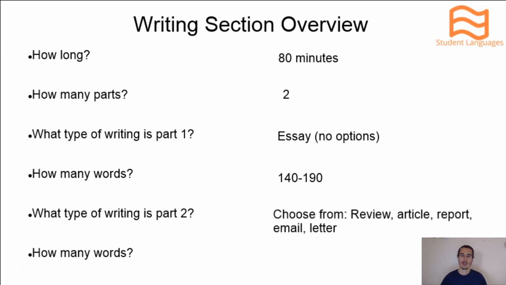In writing part 2, you have a choice from 3 different questions, and you can choose. These 3 questions may be either a review, or an article, or a report, or an email, or a letter. So they take 3 of these options and give you 3 questions, but you only need to write about 1 of them. And how many words for part 2? It's the same as part 1, 140 to 190 words.